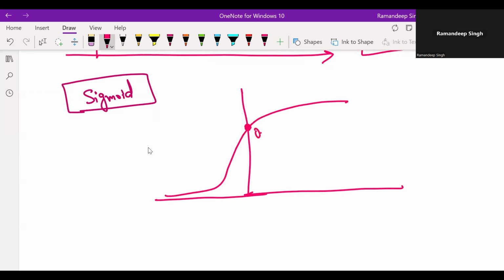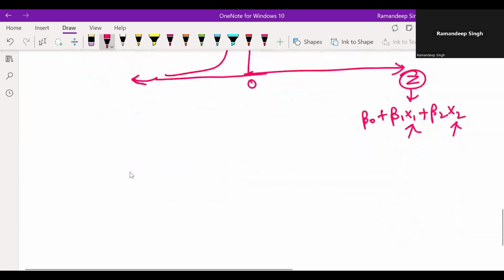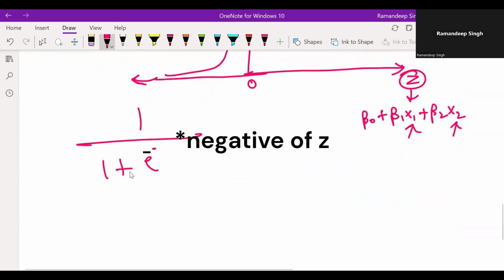Okay, so this value is 0.5 when x is equal to 0. This is positive 1, and this is 0. And what is this x-axis? It is the z, which is beta naught plus beta 1 x1 plus beta 2 x2. So whatever value we get when we put the coordinates of a point in this line is the z value. And the y-axis is the sigmoid of it, that is sigmoid of z. The equation of sigmoid is 1 upon 1 plus e raised to the power negative z, and z is this value, right?